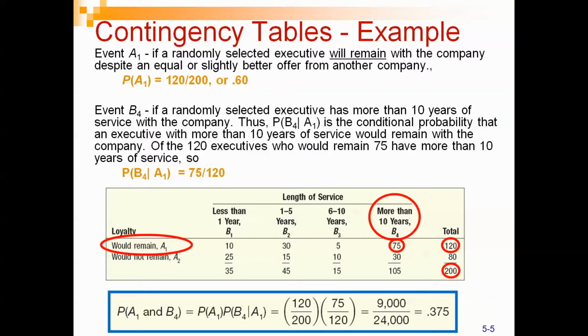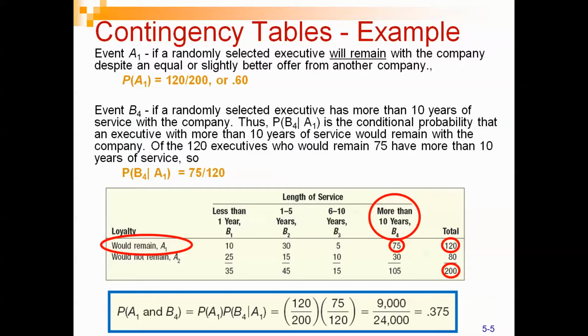So the probability of B sub 4 given A sub 1 is the conditional probability that we would randomly select an executive with more than 10 years of service who would remain with the company. Of the 120 executives who would remain, 75 have more than 10 years of service. So the probability of B sub 4 given A sub 1 equals 75 over 120, or 0.625.